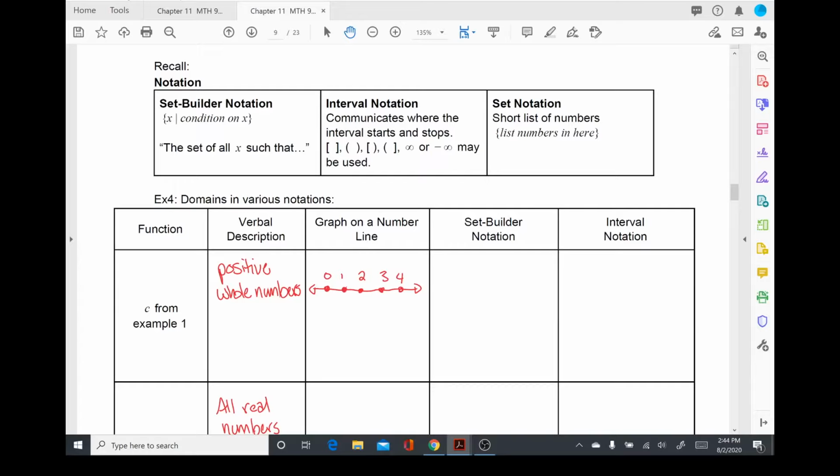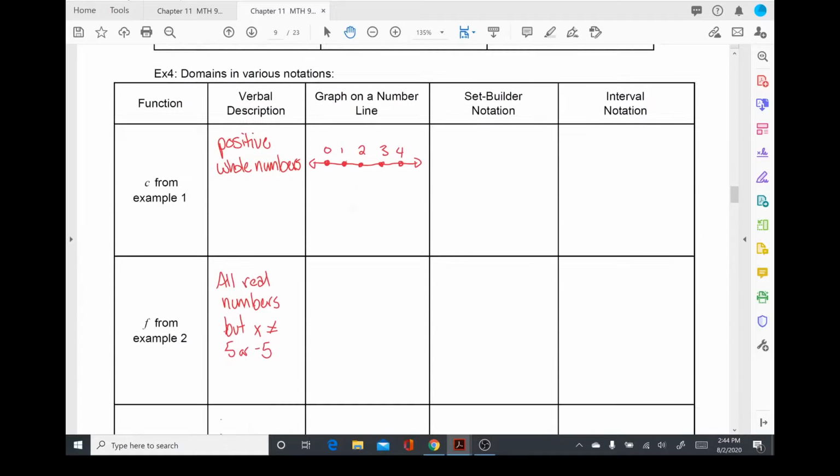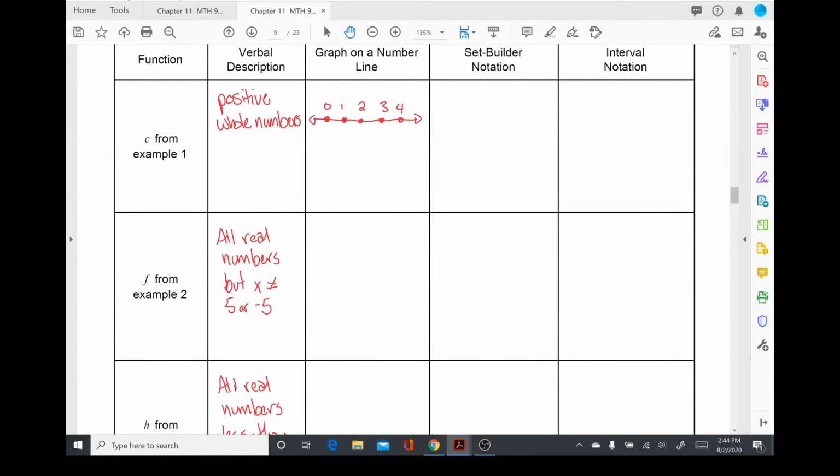And so what we're going to do is make a number line for each of these domains. The next one was all real numbers, but x could not equal 5 or negative 5. So for this number line, I'm going to make an open circle at negative 5. It implies that my x's cannot be in those spots. And I'm going to fill in this number line. I'm going to make it a little bit thicker.